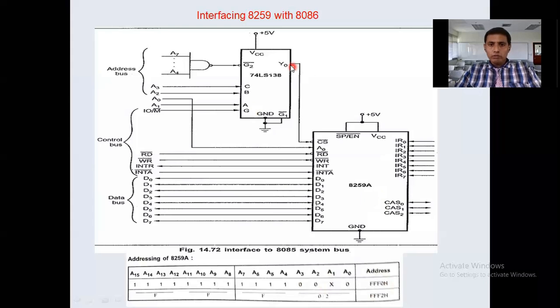Now what is the output of the decoder? Y naught. So whenever G1 bar, G and G2 bar are activating, then output Y naught should be 0. 0 will be given to CS bar. Then this 8259 is ready.